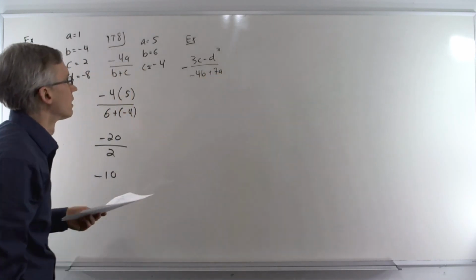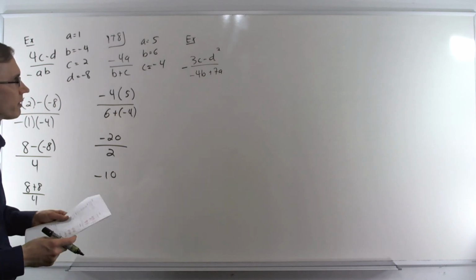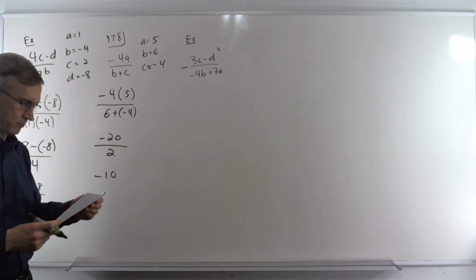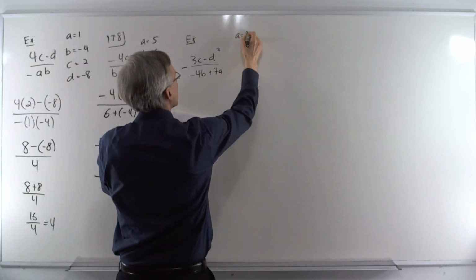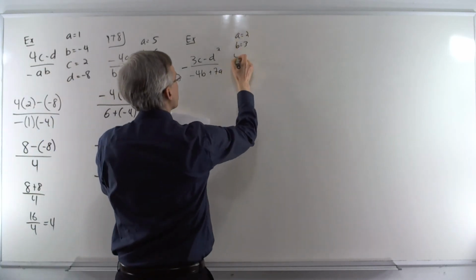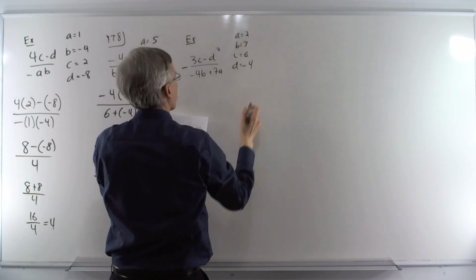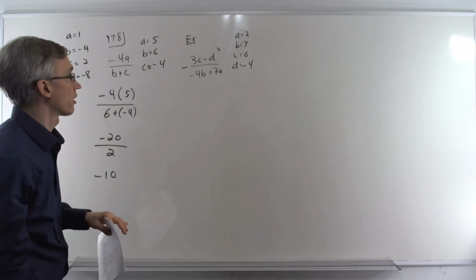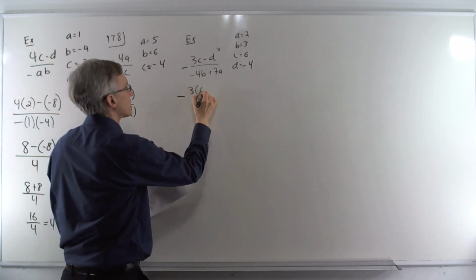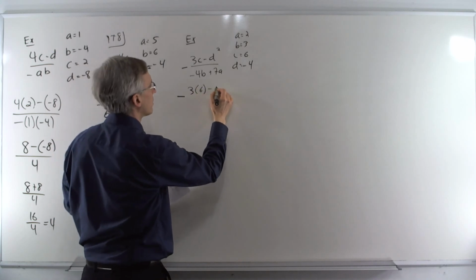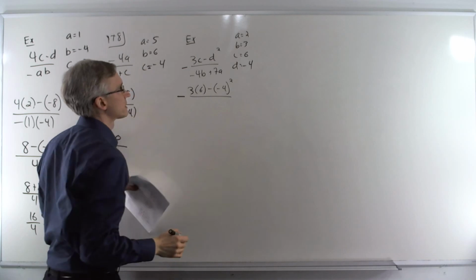Negative of 3c minus d squared over negative 4b plus 7a. We got a equals 2, b equals 3, c equals 6, and d equals negative 4. All right, let's plug all these values in. 3 times c, so that's 6, minus d squared, so that's negative 4 squared, put that negative 4 in parentheses.